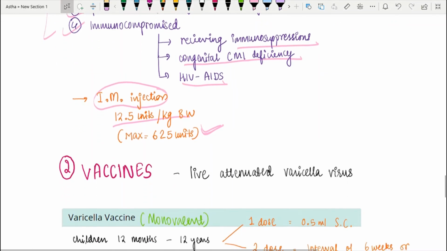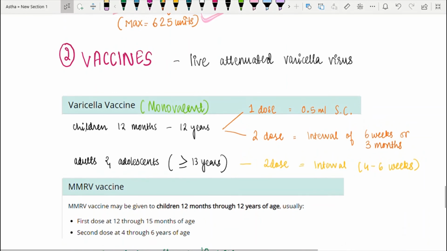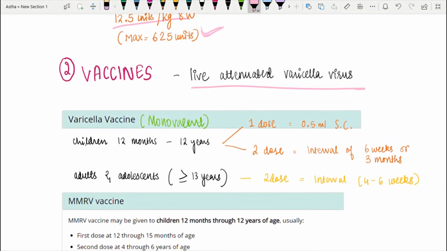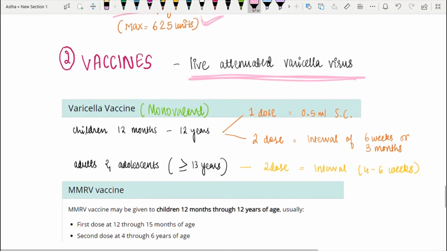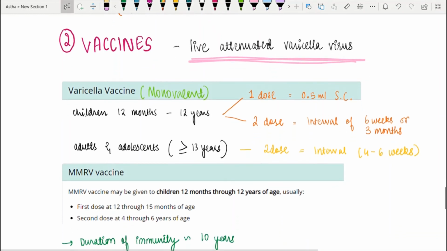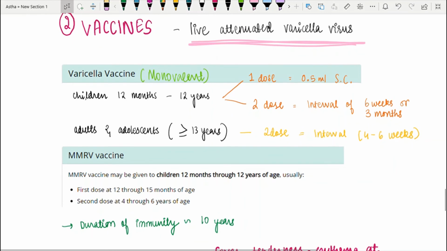Now, the next important thing is your vaccine. So the vaccine is a live attenuated varicella virus vaccine. Live attenuated viruses are present in the vaccines. Two types of vaccines are currently available. One is the monovalent varicella vaccine, only varicella, and the other one is the tetravalent vaccine, which is given along with the other vaccines of measles, mumps, rubella, and varicella.